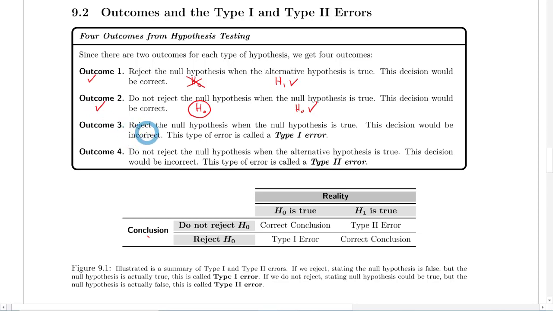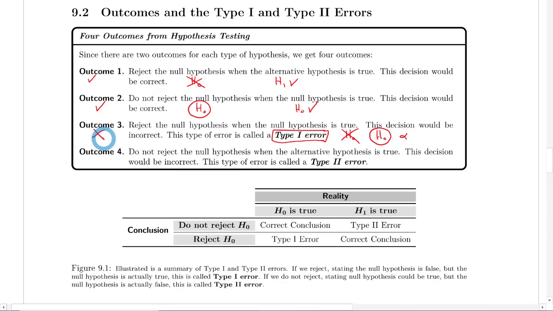Outcome 3 is actually when we reject the null, right? Here's the null. We reject the null when the null is true. We can't reject it if it's supported, right? This is the error. This is a type 1 error. And we call the type 1 error alpha. Go, right? Like Family Feud.